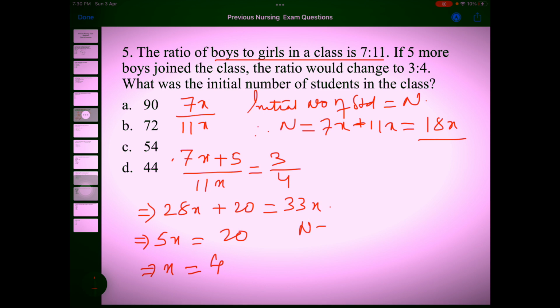So now n, which is the initial number of students, is equal to 18x, that is x is equal to 4, so 18 multiplied by 4 equal to 72. So the correct option here is option B, that is 72. The initial number of students in the class is 72.